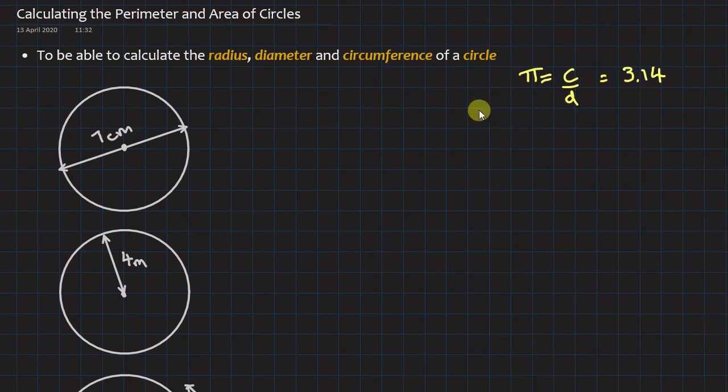The other formula we need is a rearrangement of this. So we say the circumference is pi times the diameter. We also have another little fact that we know, which is the diameter is also 2 times the radius. So the circumference is also 2 pi r. Okay, so there are key notes.